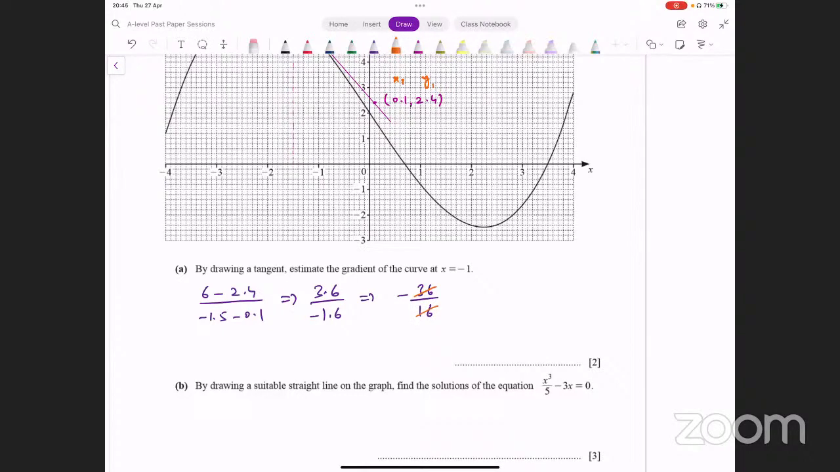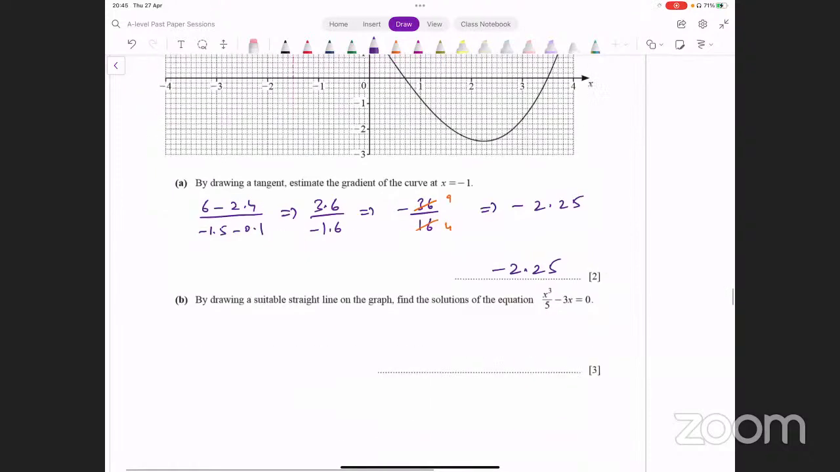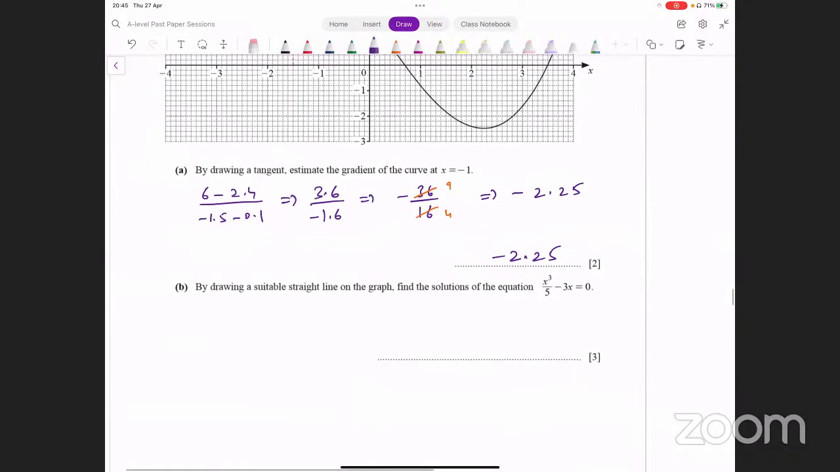ठीक है, अब इसमें cancellation हो सकती है. 36 and 16, that's just going to give you 9 in the numerator and 4 in the denominator. So you have 9 over 4. 9 over 4 can be written as minus 2.25. All right, this is what you get. The gradient for us is turning out to be minus 2.25. All right, let's move on and do the next part.